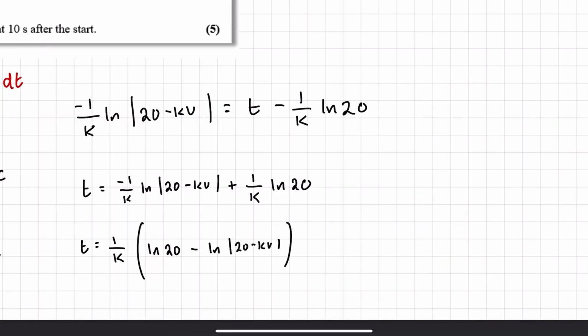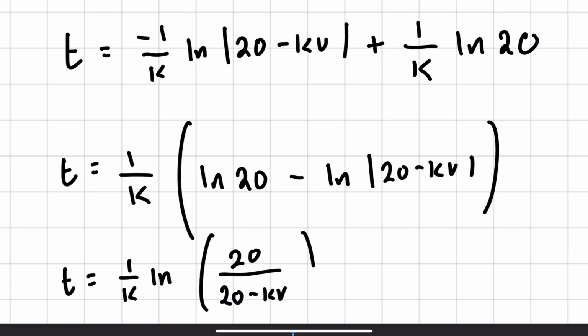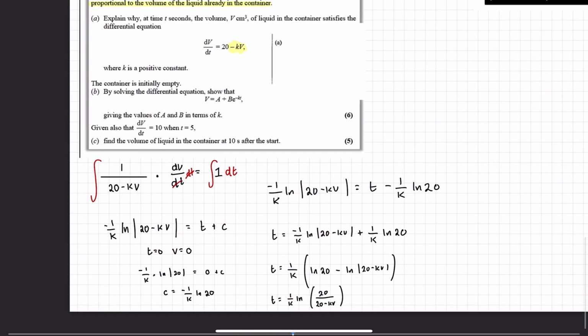And time is going to equal 1 over k natural log of 20 divided by 20 minus kV. Okay, so we want to get volume in the form a plus b e to the negative kt. Okay, so let's have a look.